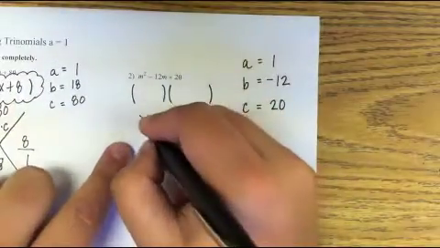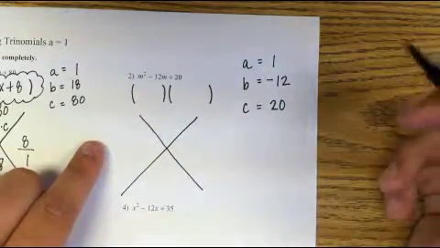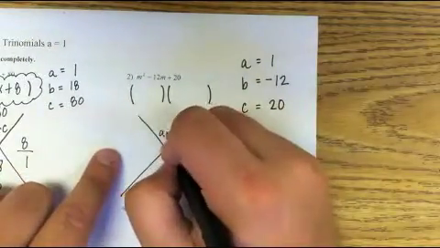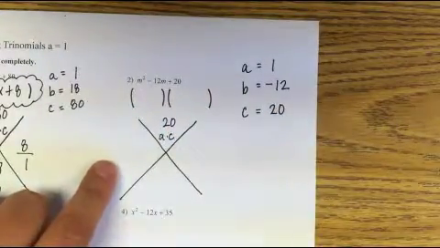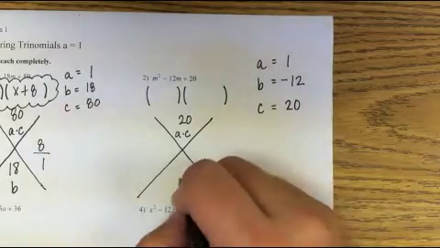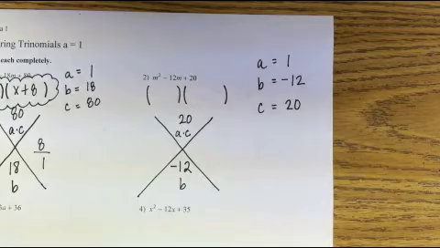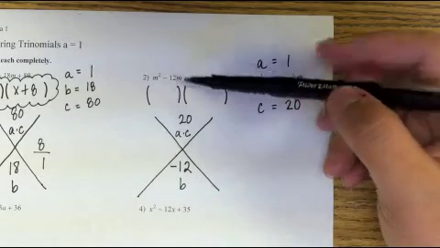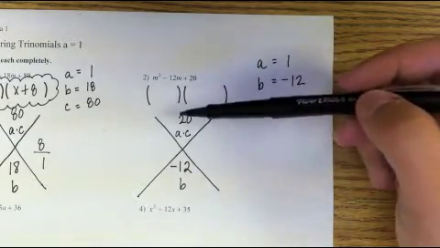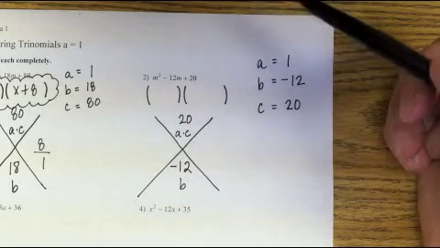Okay, so let's go ahead and make our big X. On the top, we know it's going to be A times C. So 1 times 20 is 20. Okay, and the bottom here is going to be B, which in this case is negative 12. All right, now, be very careful with this one because now we're playing around with some negatives. Okay, what two numbers multiply to 20 and add to give you a negative 12?